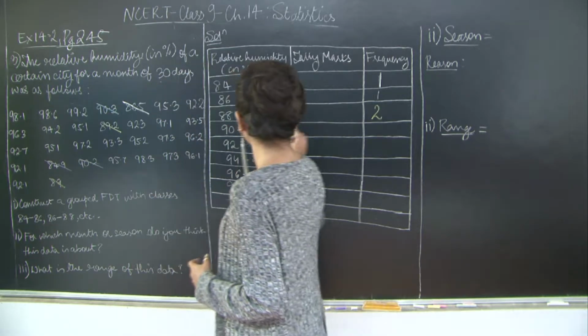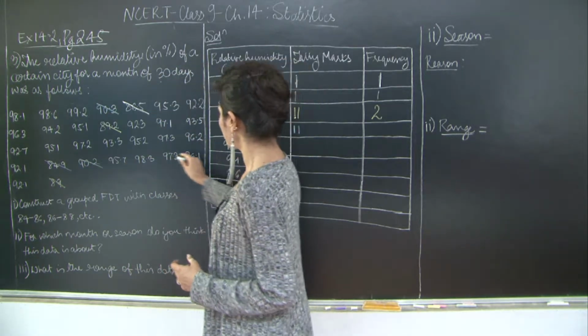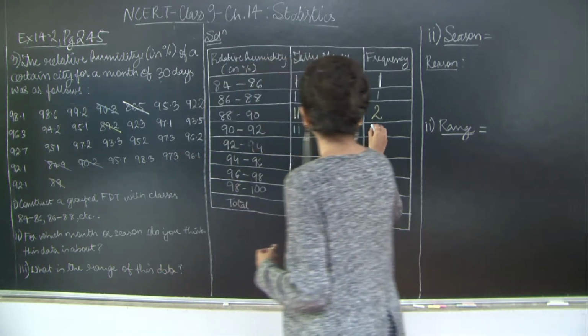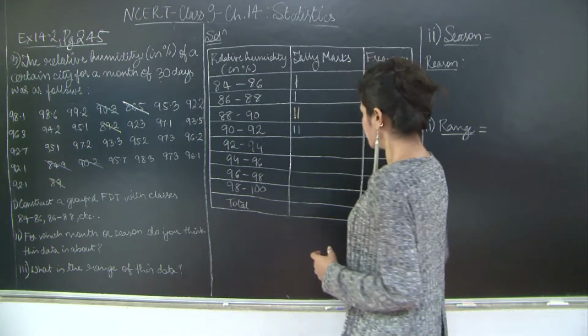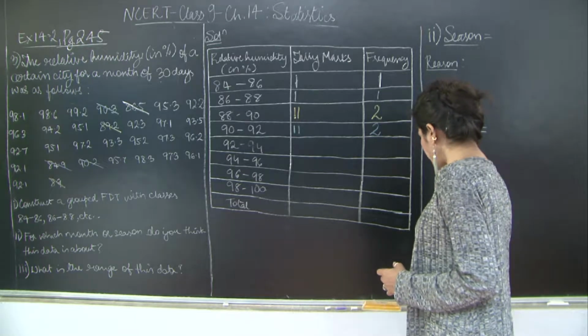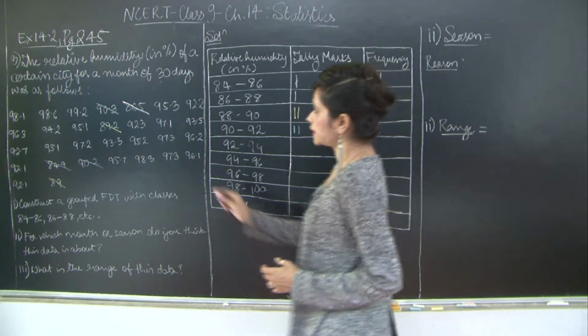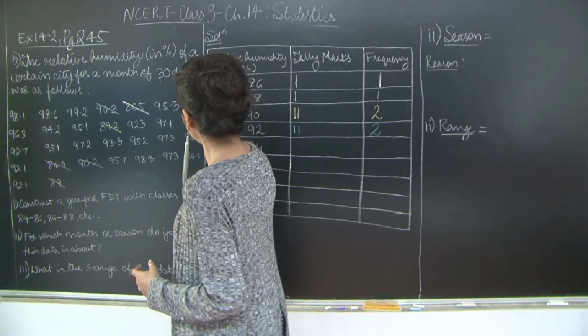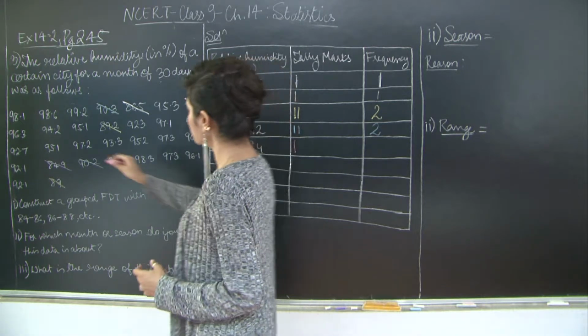You have another one here. Anything else? No. So here again this is going to be 2. Let's check for 92 to 94. So 92 to 94, you have 1 here. So 1 tally mark.